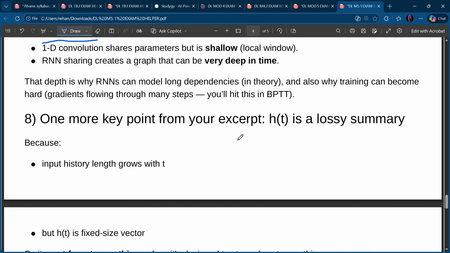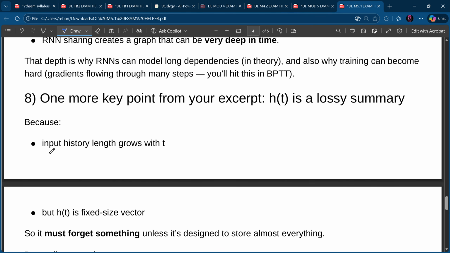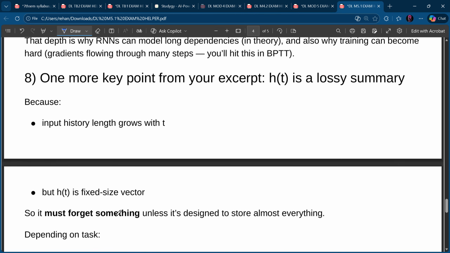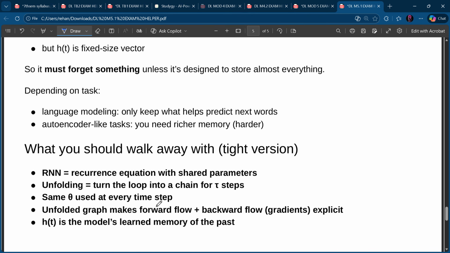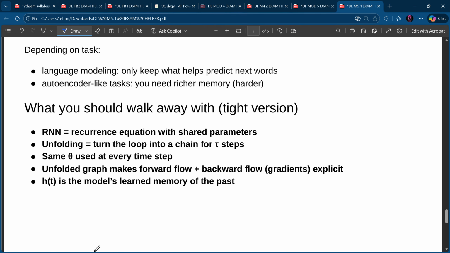One more key point: h_t is a lossy summary, because the input history length grows with t, but h_t is fixed size. So it must forget something unless it's designed to store almost everything. It's like brain memory: if you want to add new data, you have to forget something.